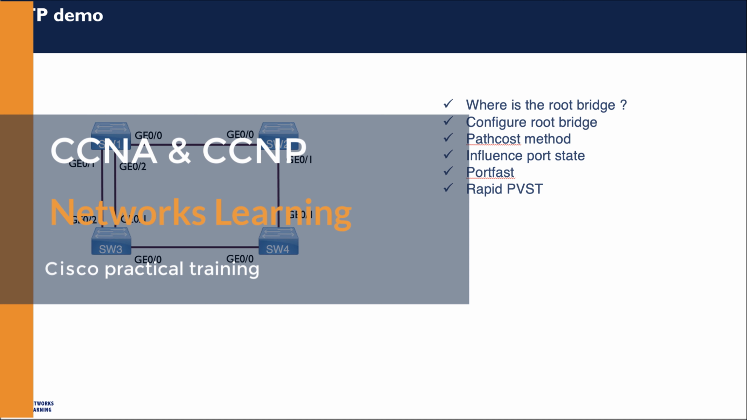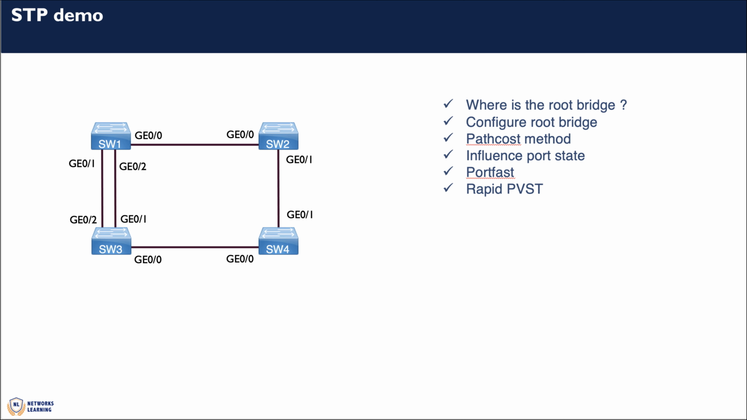In this session, we will demo spanning tree protocol workings and fine-tuning based on the previous session we had. So what we will cover in this session is where is the root bridge. So we have our switch 1, 2, 3 and 4 where we will find out where is the root bridge. That will be the first thing. And then we will try to influence the root bridge location.